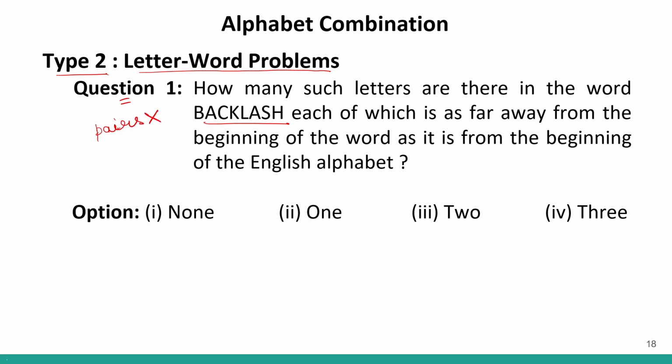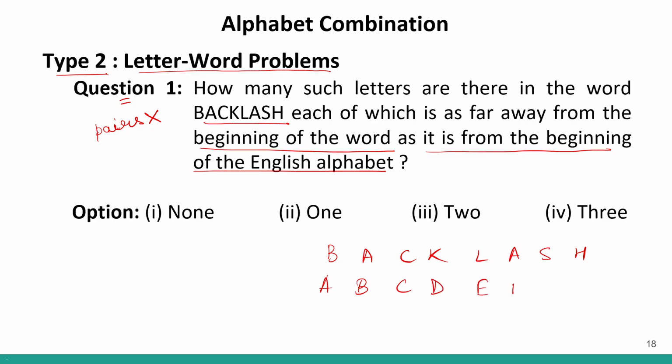Instead, we have to look at what? We have to look at how many letters are there from the beginning of the word as it is from the beginning of the English alphabet. So what we will do is, first we will write backlash. Then we will write the English alphabet. So A, B, C, D, E, F, G, H. So how many letters are there which will have the same number of letters before them as in the English alphabet? We have C and I can see H. So we have now only 2 letters, C and H, which have the same number of letters from the beginning.